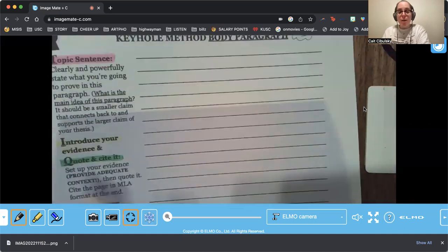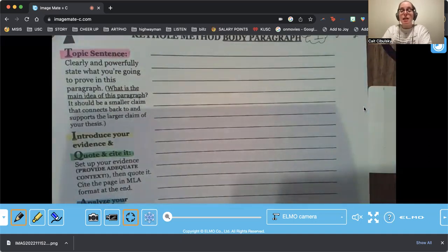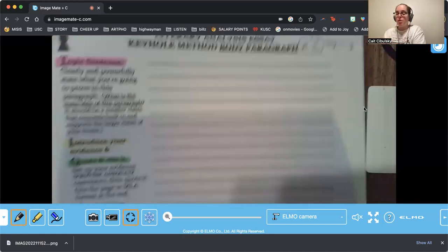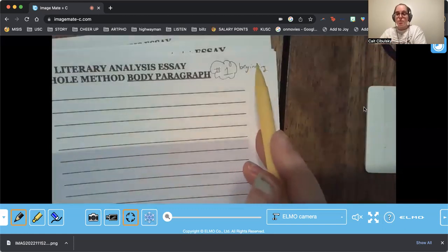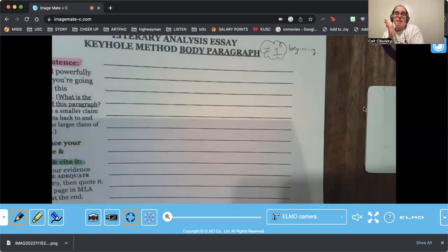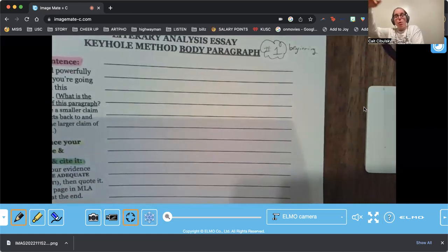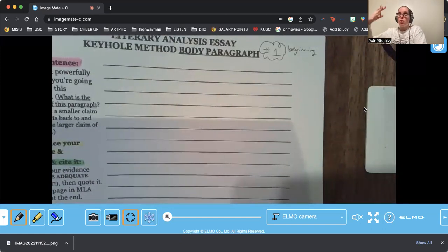So when I write my topic sentence here, that's going to be my little smaller claim that is specific to this paragraph. It's specific to what this paragraph is about, which in this case is the beginning of the story. And it's going to support that thesis as a whole in some way.